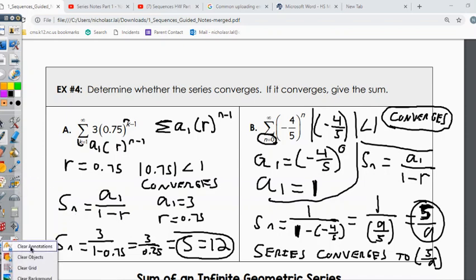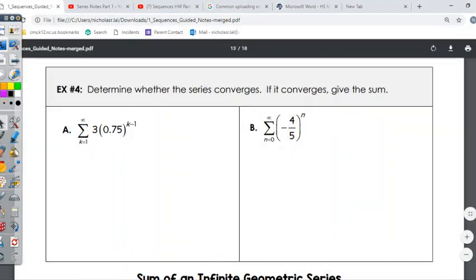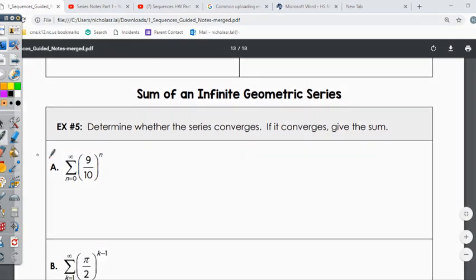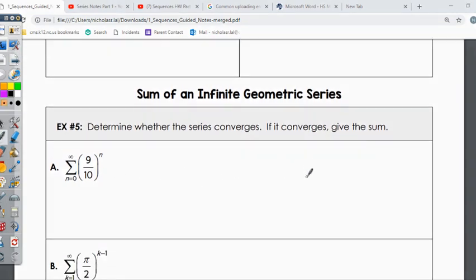Am I good to clear annotations? Sum of an infinite geometric series. All right, so let's check this out. The absolute value of 9/10 is less than 1, so it converges.